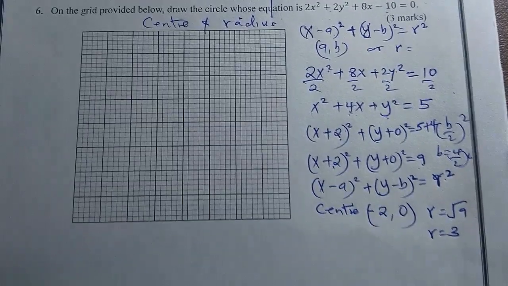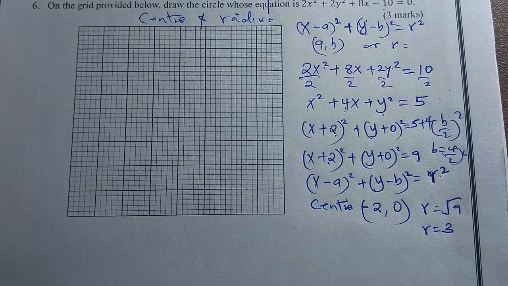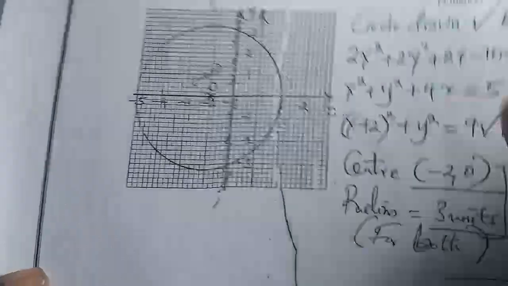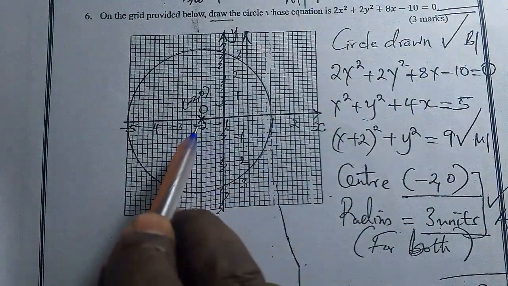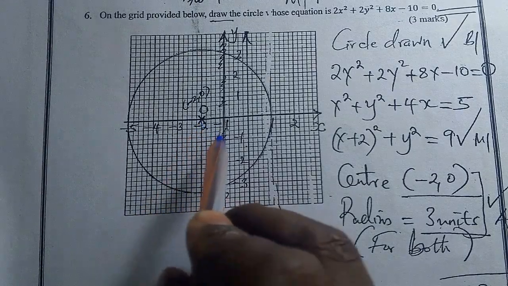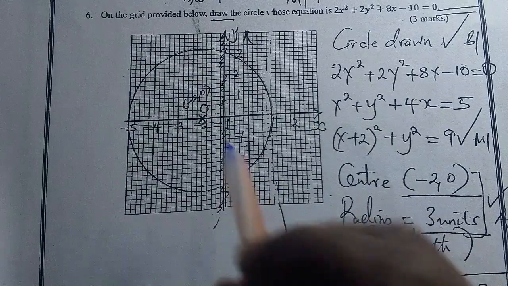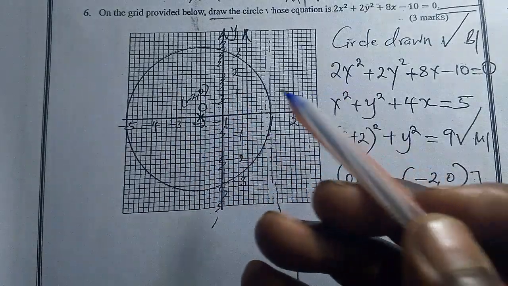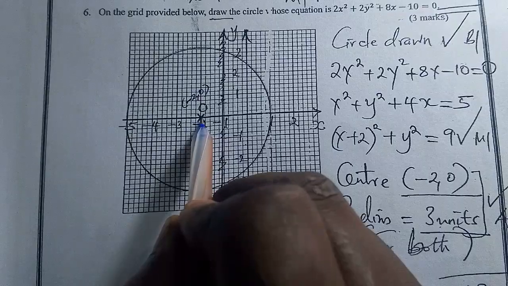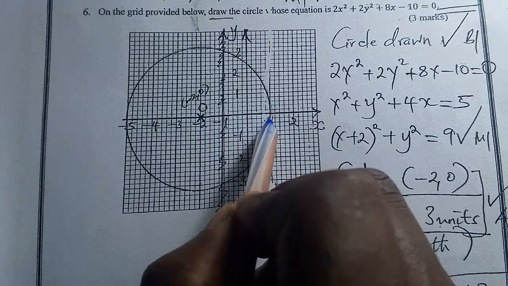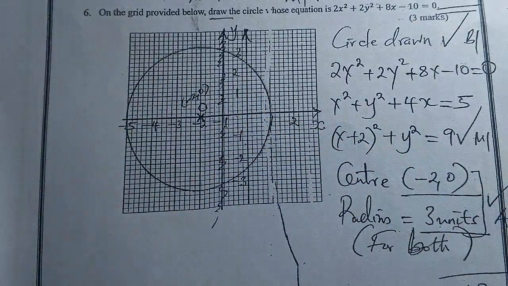Now we have the center, which is (-2, 0). Then you take your pair of compasses, the radius is 3, you measure 3 units, and then you draw. That's simple. You stand at the center, you open 3 units, 1, 2, 3, that is our radius, then draw the circle, and you are done.